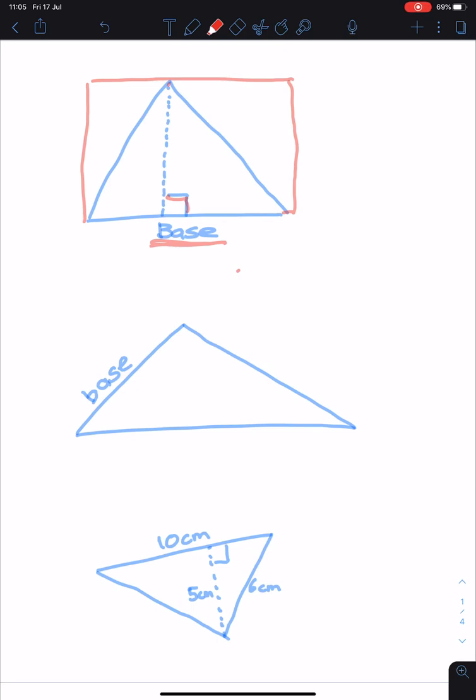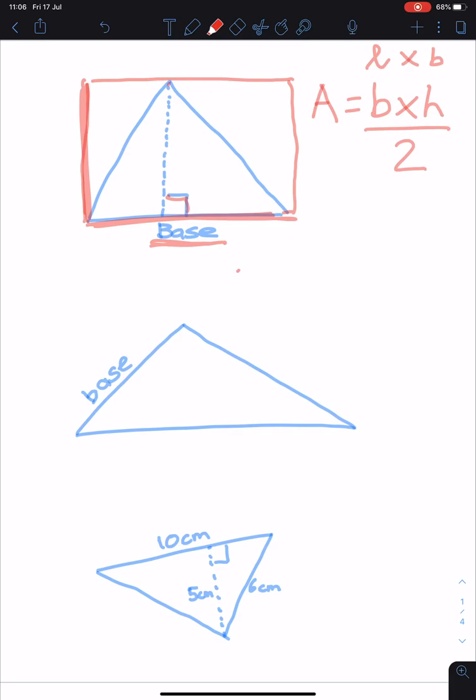And the formula for the area of a triangle is the base times by the height, and then because the triangle is half of the rectangle, we divide it by 2. So we would multiply the base, which is the same as the length, times by the height, which is the same as the breadth of the rectangle. So we're still doing length times breadth, but for triangles we call it base times height. So we work out the area of the rectangle and then we divide it by 2.